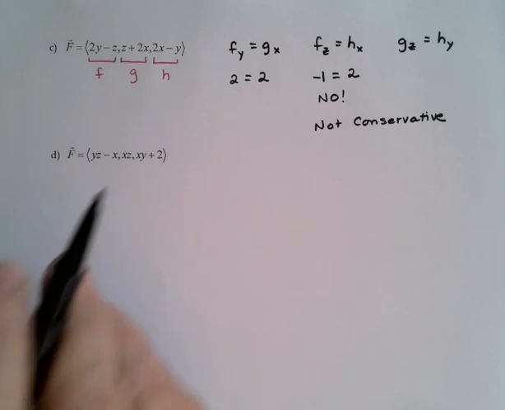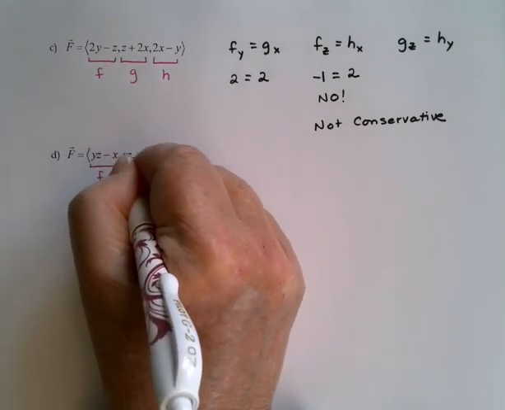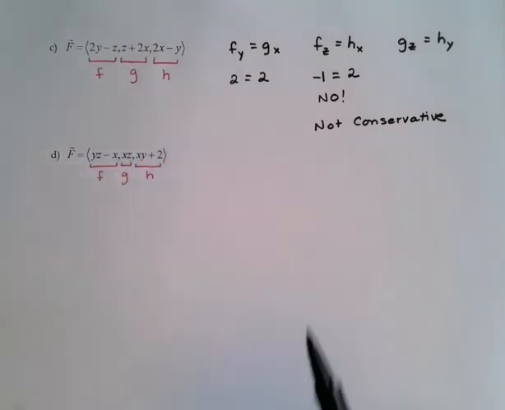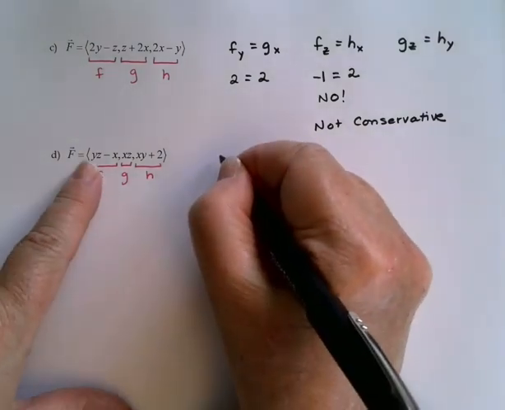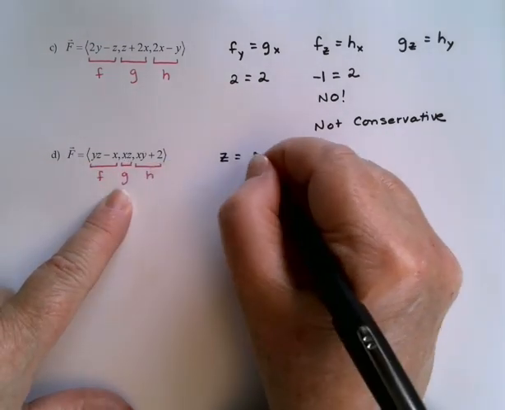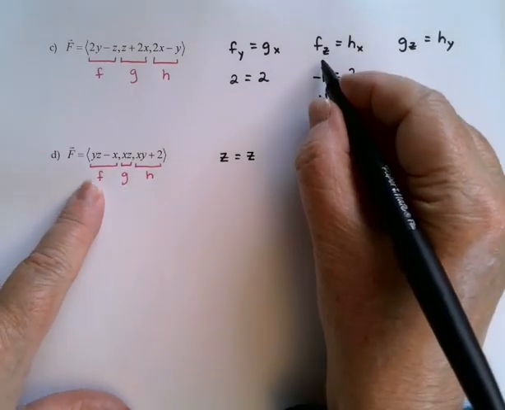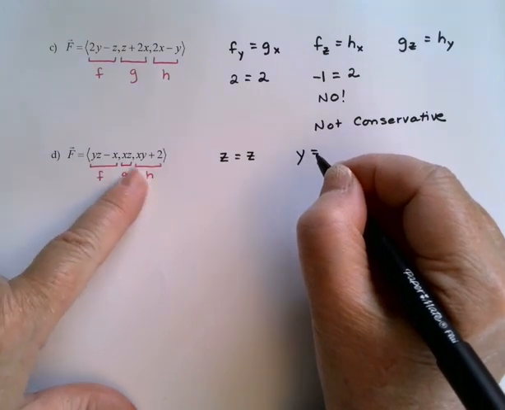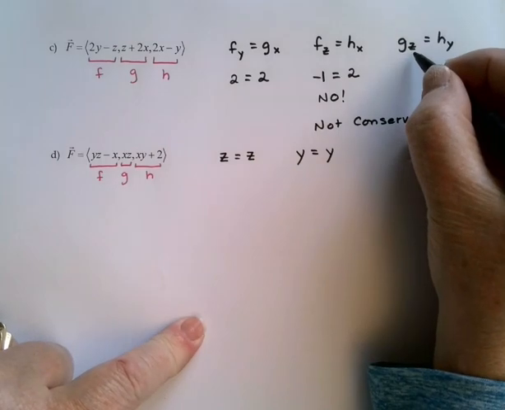All right, what about this one? Well, here's the f, the g, and the h. And I've got my headings right up here, so I'm just going to go ahead and test them again. F sub y would be z. G with respect to x would also be z. So far, so good. F with respect to z is going to be y. H with respect to x is also going to be y. Looking good. One last test.